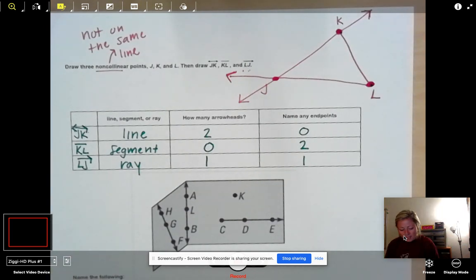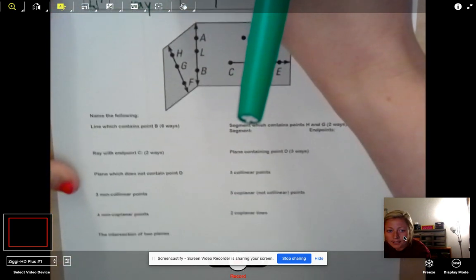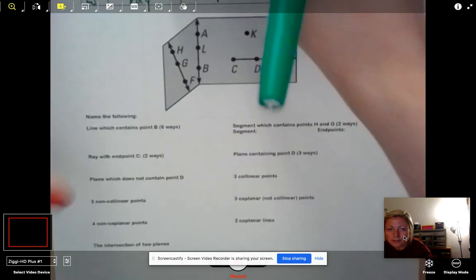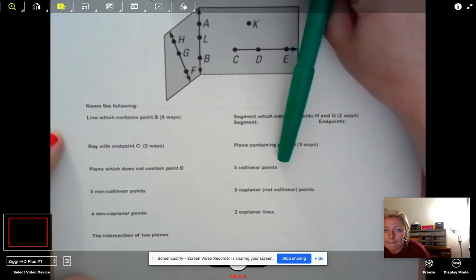Okay. Now, our last part here is we're just going to use this diagram. Can I get it all in? Perfect. I love that we can do that. Maybe a little bit more. Okay.